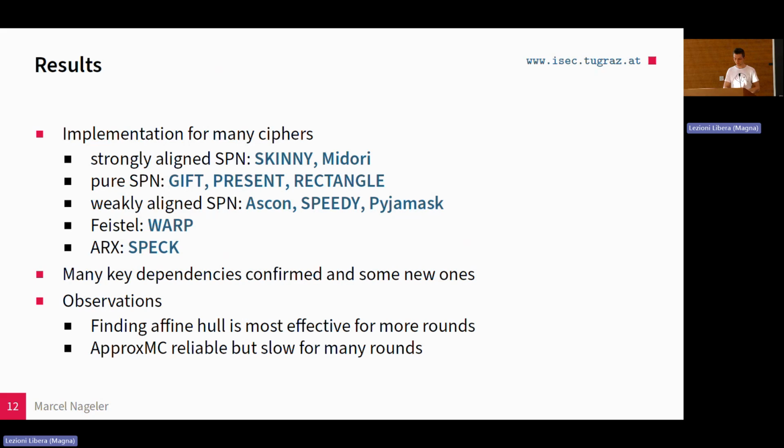Overall, we see that the method from the beginning of finding the affine hull, like the systematic learning of linear conditions, works best as we increase the number of rounds, because here the SAT solver has some additional degrees of freedom, and ApproxMC is reliable but slow for many rounds.